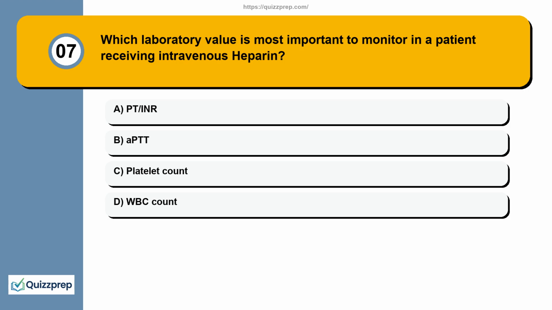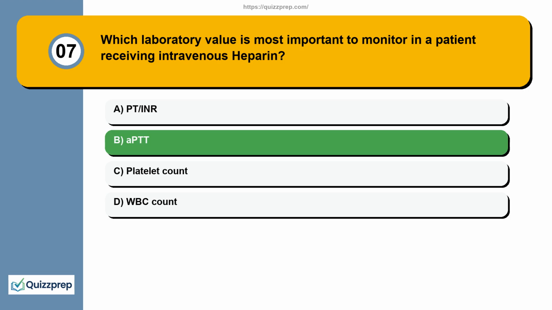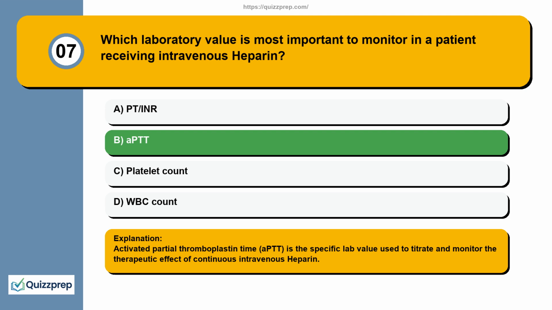Question 7. Which laboratory value is most important to monitor in a patient receiving intravenous heparin? Here are your options. Option A. PT or INR. Option B. APTT. Option C. Platelet count. Option D. WBC count. The correct answer is option B, APTT. Explanation. Activated partial thromboplastin time, APTT, is the specific lab value used to titrate and monitor the therapeutic effect of continuous intravenous heparin.